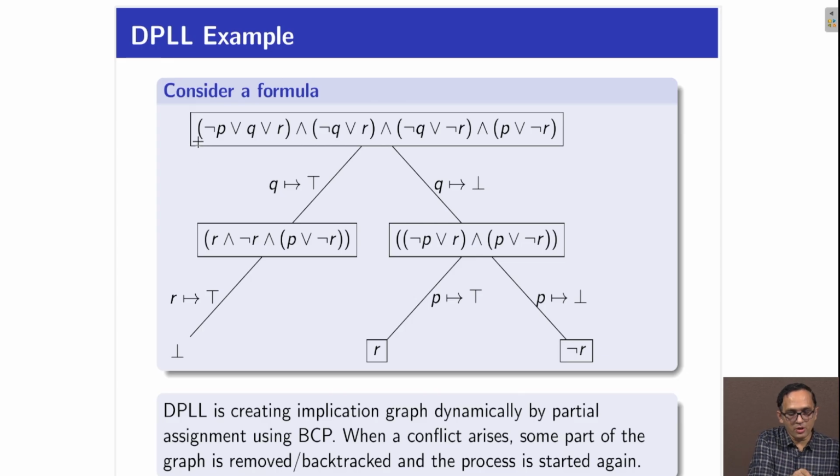So, this is my clause 1, this is clause 2, clause 3, clause 4. Now I do not have any unit clause, so I have to take a decision about some variable. Let us say I decided Q equal to true, this is my assignment. Under this, the clauses will become simplified. If you put Q equal to true, this becomes true, Q is true here. So, this becomes R, this becomes R.